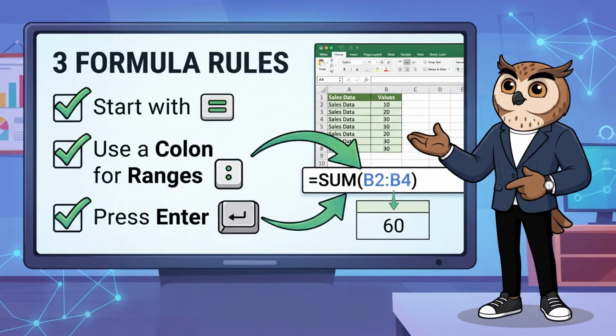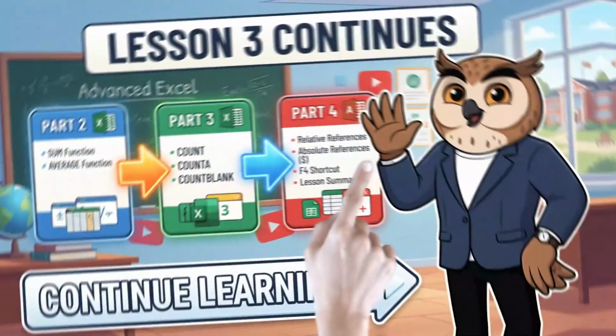Before writing your first formula, remember these three simple rules. Never leave a space after the equal sign. Always separate the first and last cell of a range with a colon. And finally, press Enter to confirm your formula after you finish typing it. Following these rules will help you avoid many beginner mistakes.